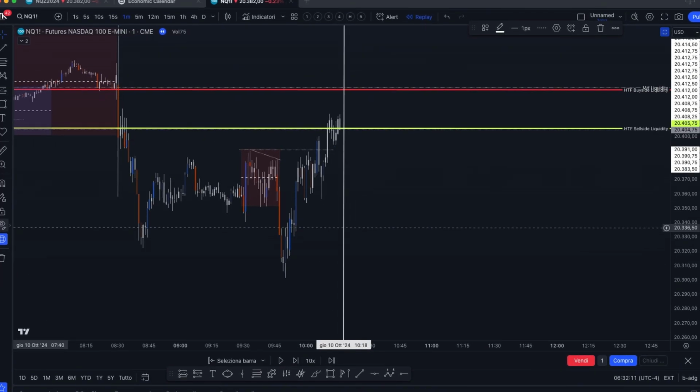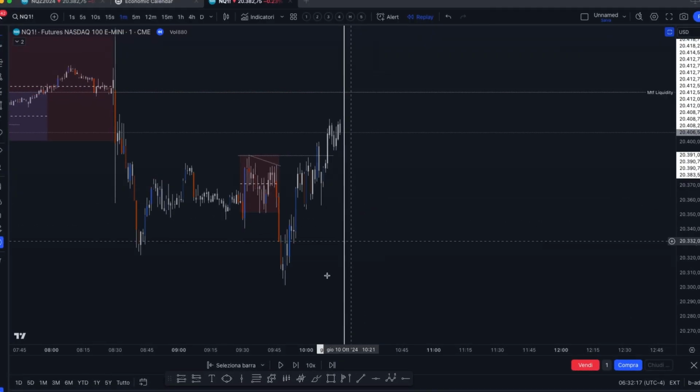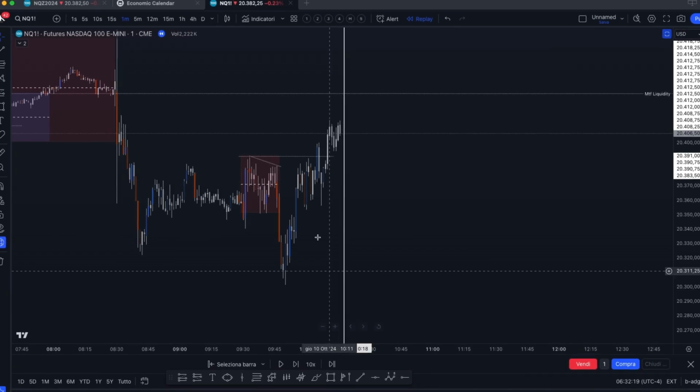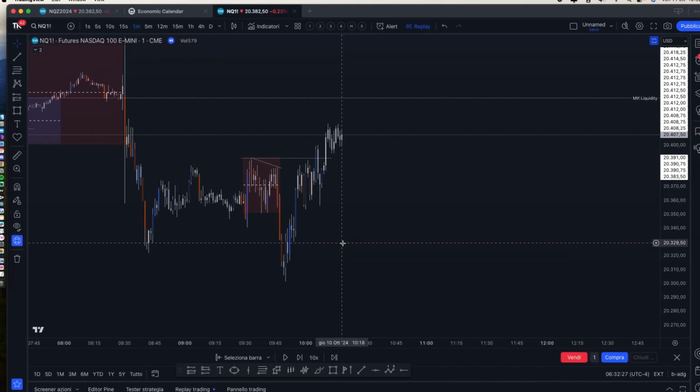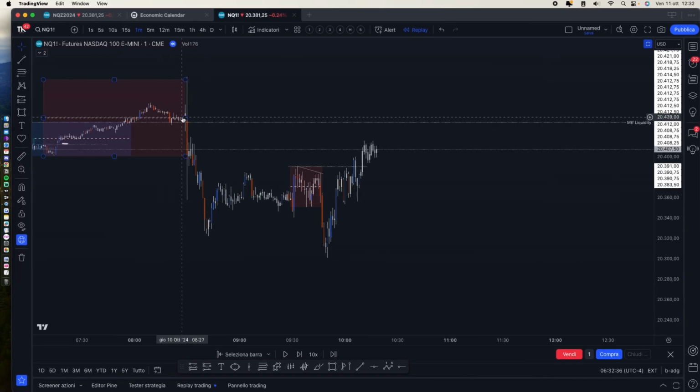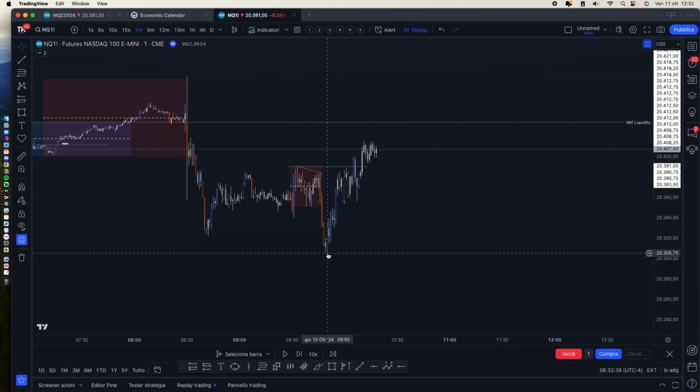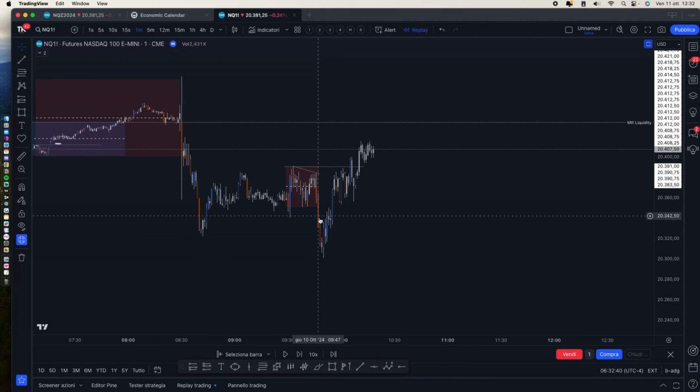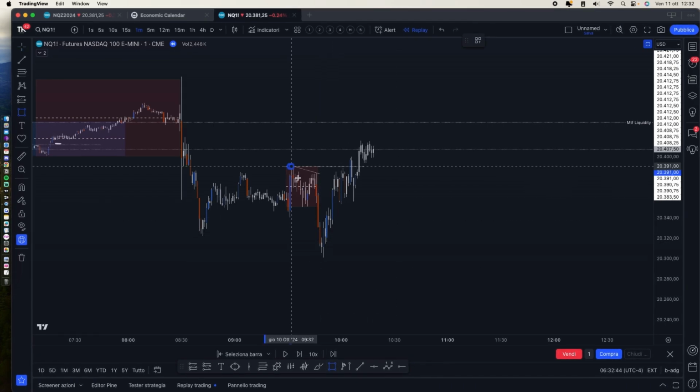Okay, so we can delete this and we can delete this. Okay, so now it's time to trade. We are below the new zone, okay, and we have this manipulation as well.